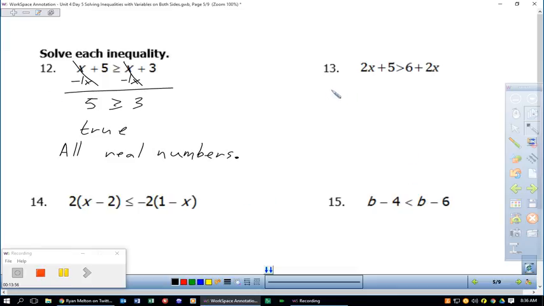13. Subtract 2x. So that's 5 is greater than 6. That's false. So our answer is no solution. Good.